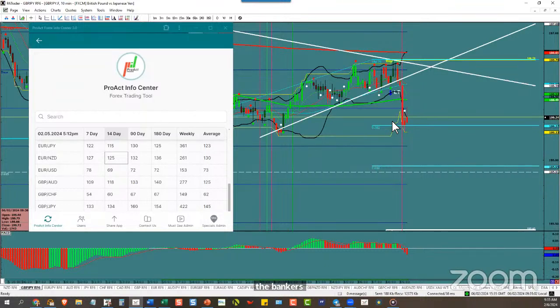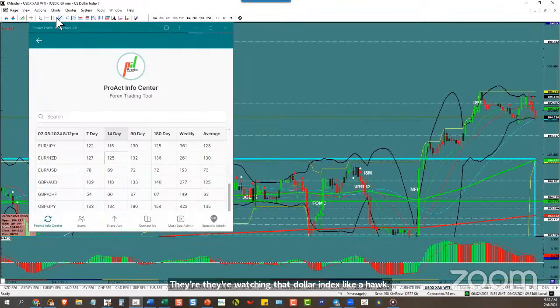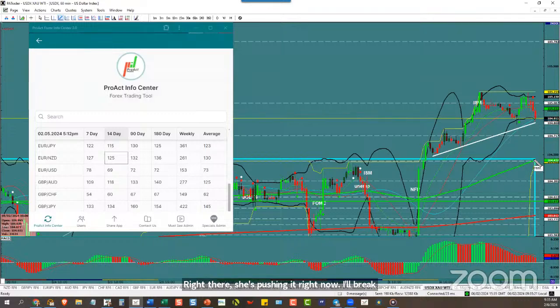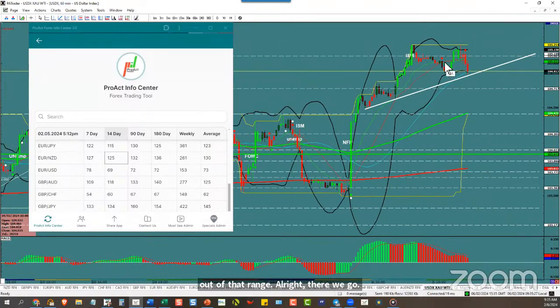All right, well, so we'll see. If we put a line across here, right there, she's pushing it right now. A breakthrough there. We're going down, folks. We are going down. I can get rid of this range now. We're out of that range. All right, there we go. So we got a double top in place. Is that enough?